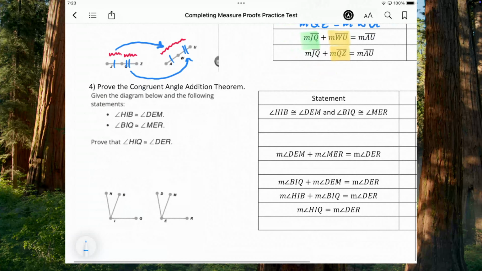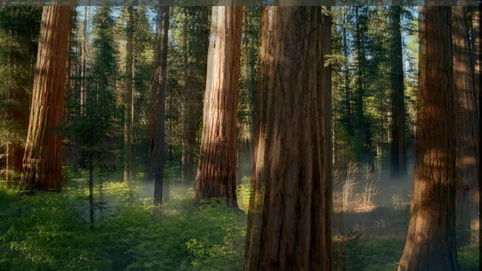Okay. Down here with these angles, we are given that HIB is congruent to DEM, and that BIQ is congruent to MER. We are asked to prove that HIQ is congruent to DER. So we are asked to prove that this whole large angle here, make this red, is congruent to this whole large angle here.